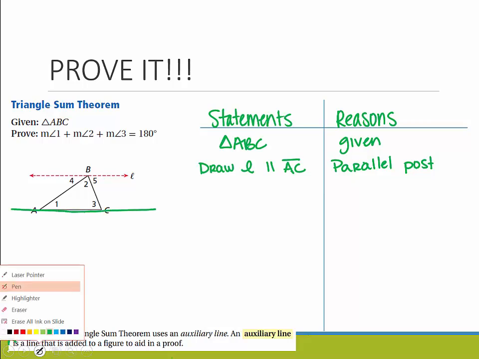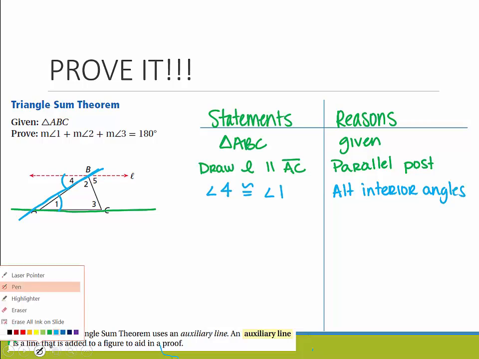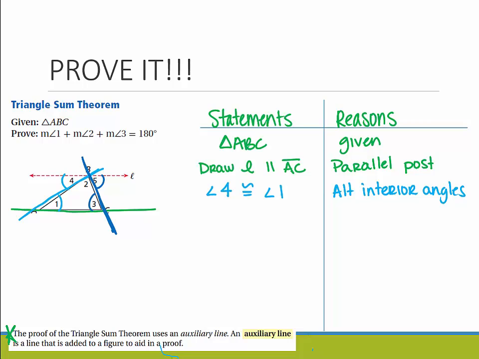If we think of this line here, BA, as a transversal, we know that angle 4 and angle 1 have to be congruent. And that's because of alternate interior angles. And then the other one that we're going to use is the one on the other side, this line through BC. If that becomes our transversal, then 5 and 3 have to be congruent for the same reason.